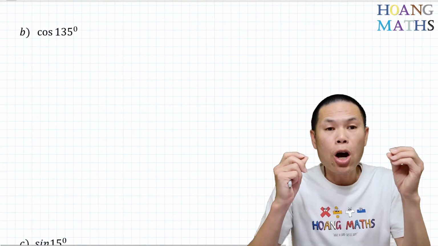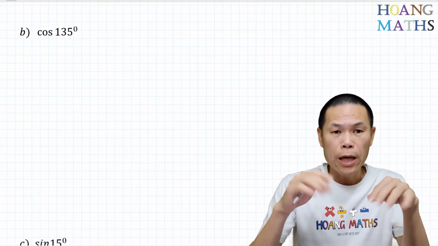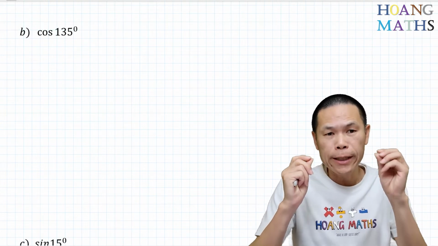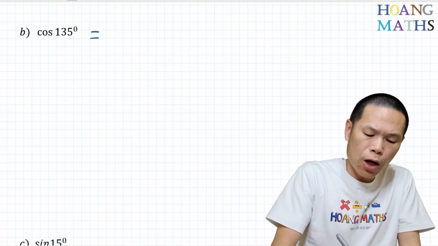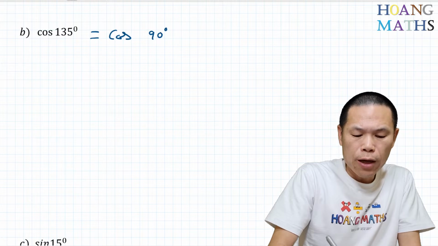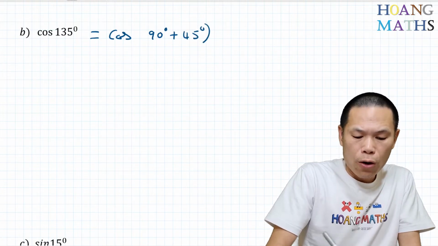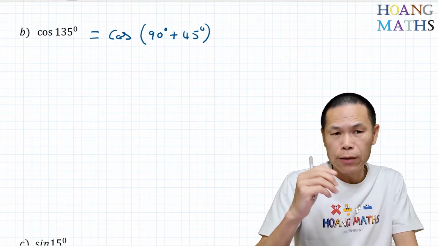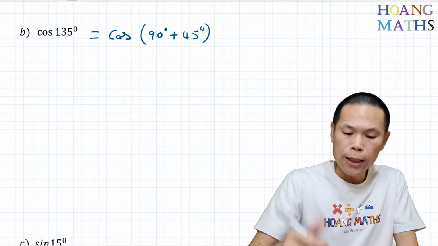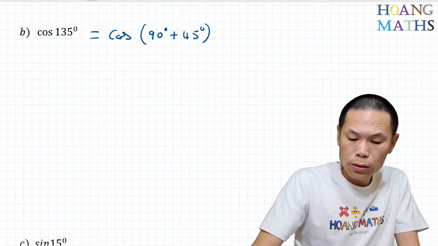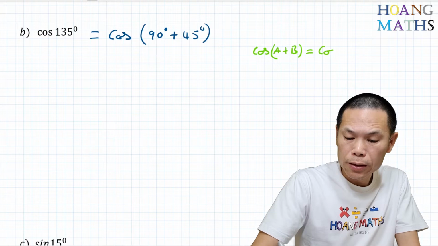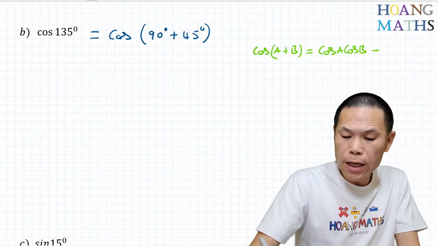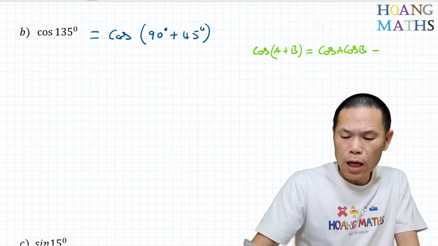Now part B, cos of 135 degrees. We know that 135 degrees is exactly the same as 90 plus 45. So we just write this down: cos of 90 degrees plus 45 degrees, or 45 degrees plus 90 degrees if you like. Now I just use the trig identity. We know that cos of A plus B gives me cos A times cos B, and then we minus sine A times sine B.